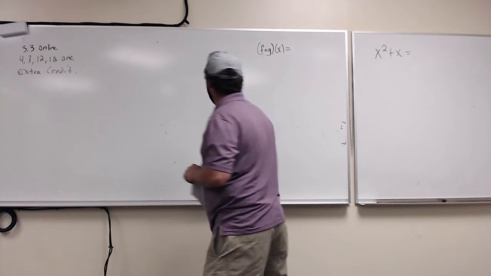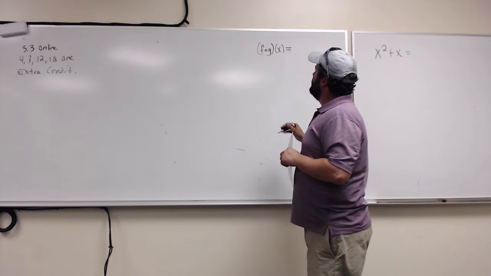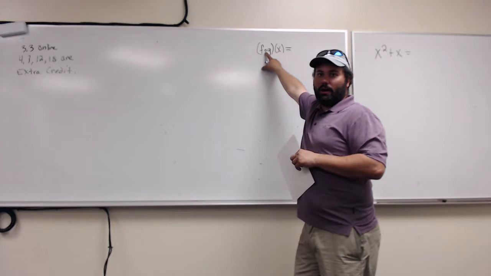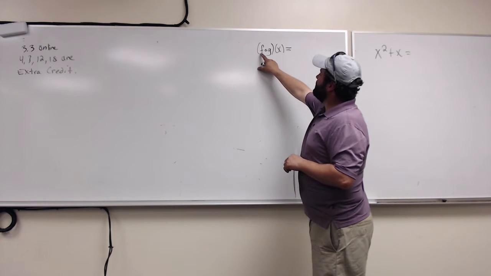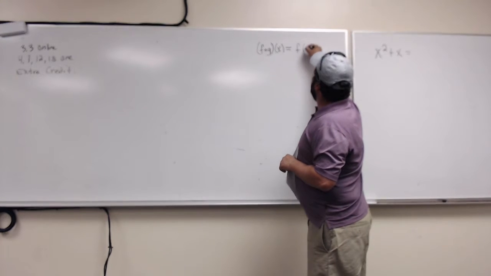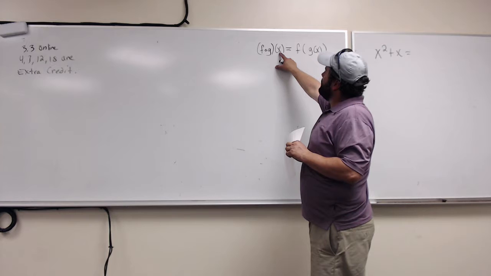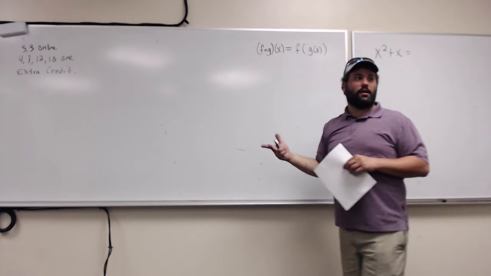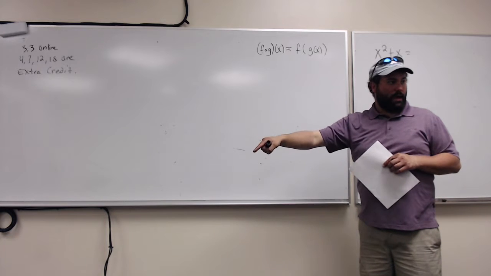Actually, let me use the notation. Well, I guess the notation they have is kind of weird. But how many people have seen this f circle g? Hopefully everybody. So this is notation for the function f composed with g. And the way it's defined is whatever the input x is, you first plug it into g of x to get an output for g. And then that output gets plugged into f.